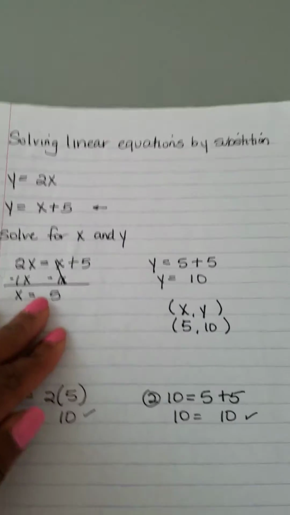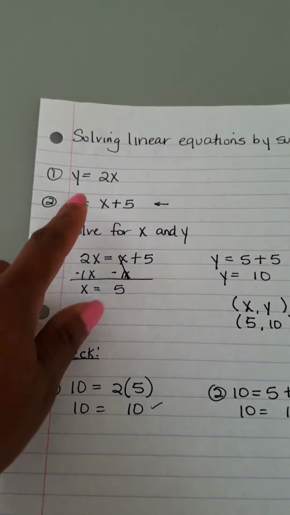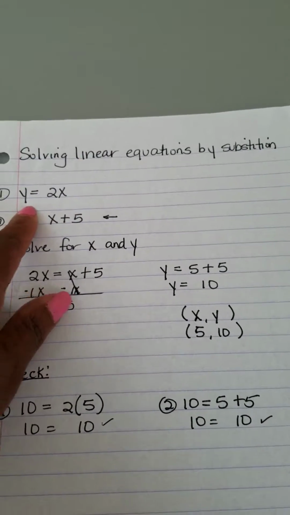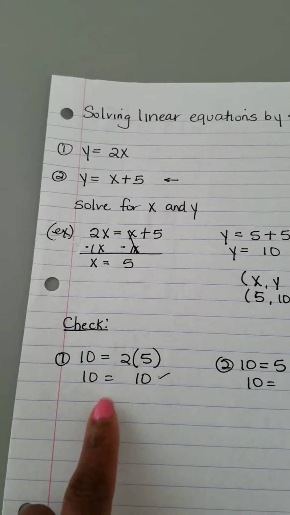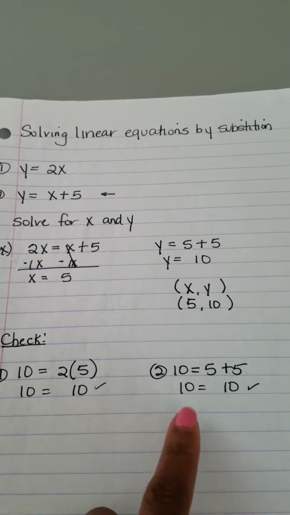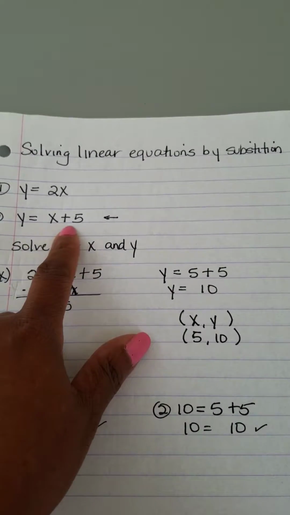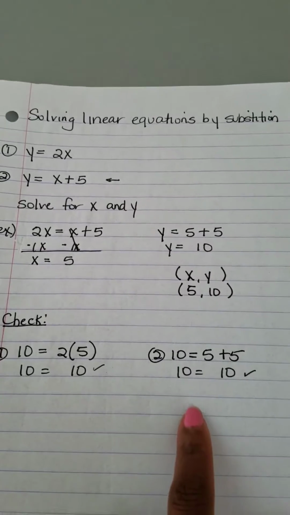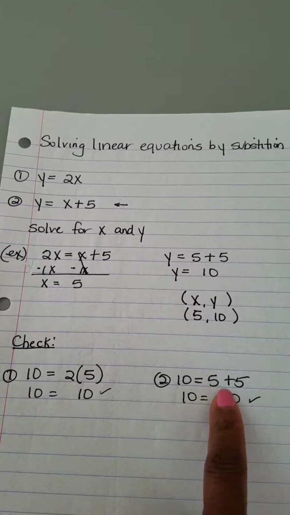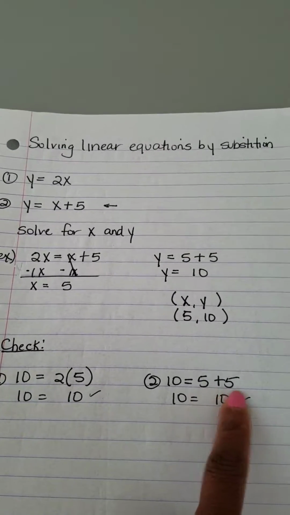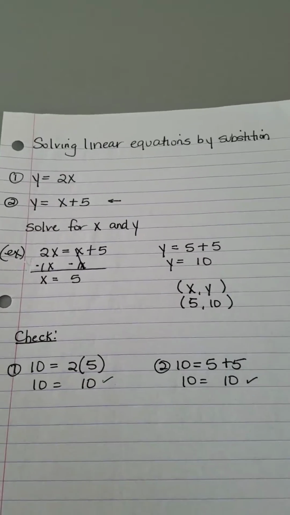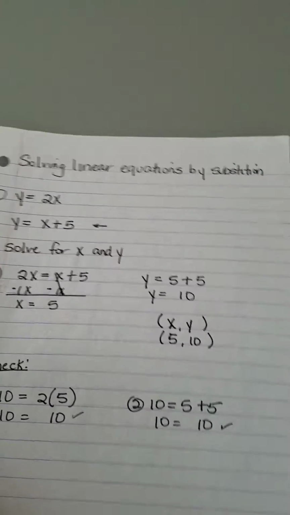And how to check it is, if you look at y equals 2x, in the place of y I put 10 equals 2 times 5. 10 equals 10. And if I use the other problem, y equals x plus 5, in the place of y I put 10 equals, in the place of x, 5 plus 5. And they both equal out, 10 equals 10. So this is how you check your answer for that.